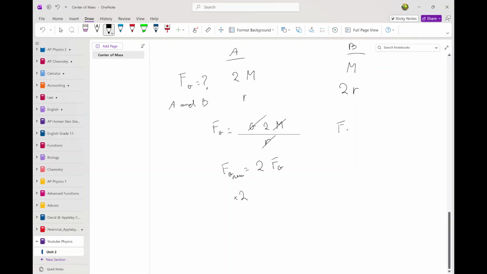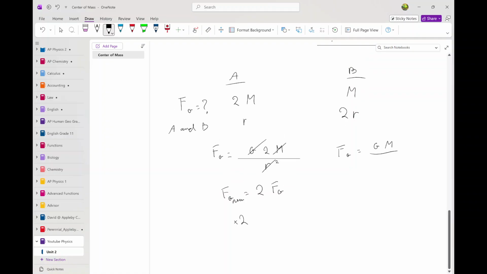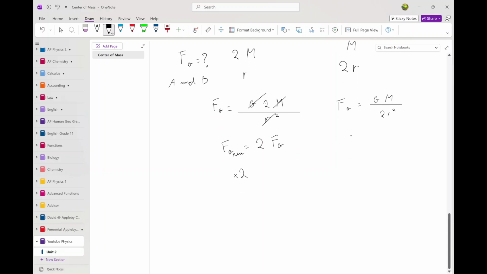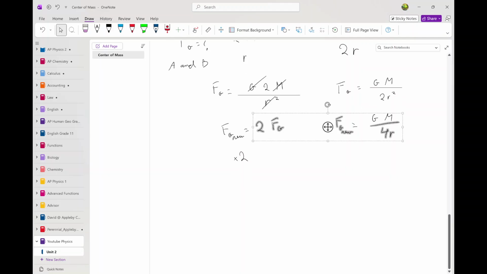But what happens if we multiply the radius by 2? Well, we have Fg times Gm, and remember the r squared. I completely forgot about that, sorry. Then you have the 2r squared. So that's it being the G, the M, and then the 4r squared. So this would actually be 1 over 4 Fg.